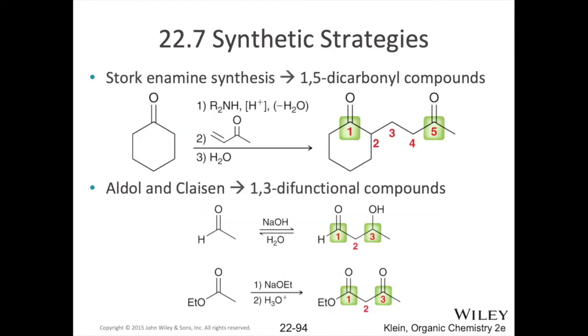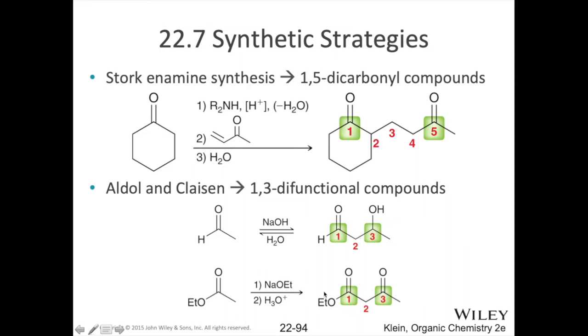So here's a quick summary of that. With your Stork enamine synthesis, notice that your carbonyls are 5 carbons apart, or have 3 carbons in between them. With aldol and Claisen reactions, we have just 1 carbon in between, but they're at the 1 and 3 positions relative to each other when it comes to our functional groups.